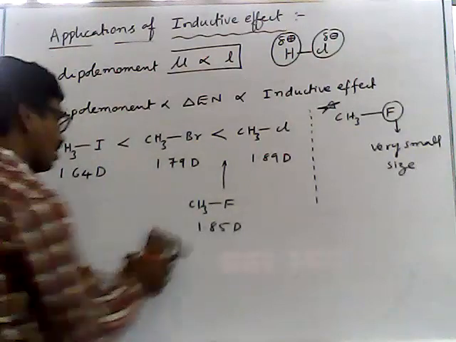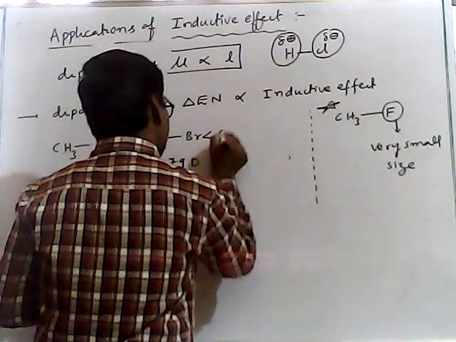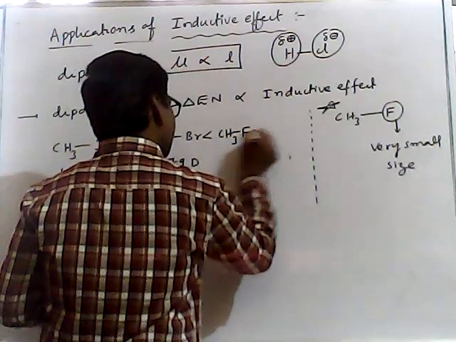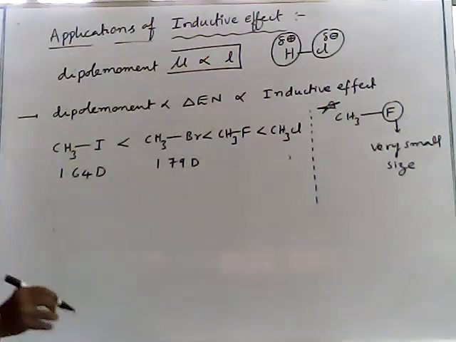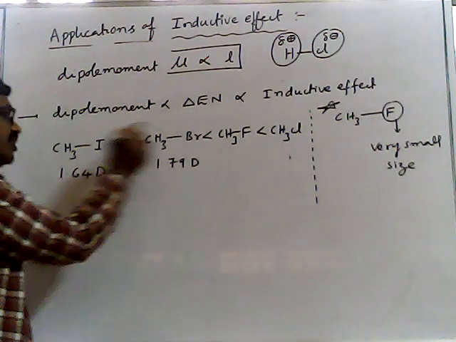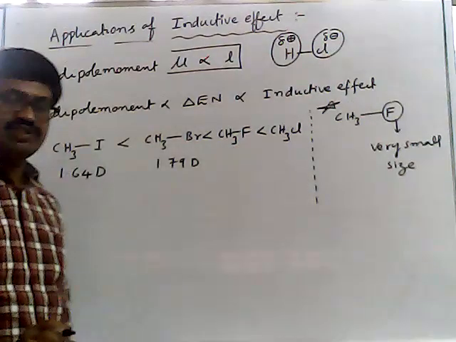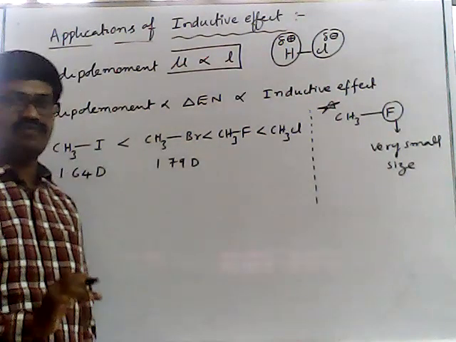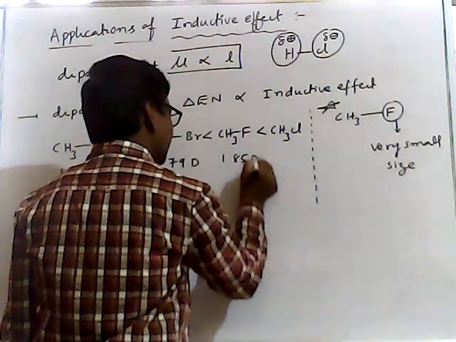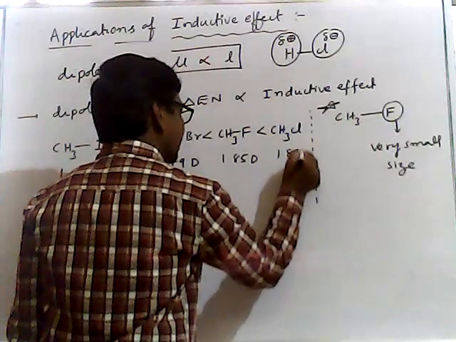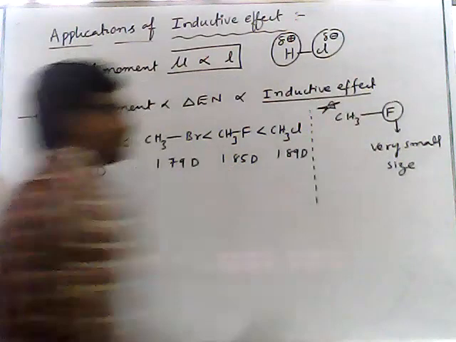So what is the order now? The order is like this. After this, we can write methyl fluoride, then methyl chloride. Among all methyl halides, meaning methyl iodide, methyl bromide, methyl fluoride, methyl chloride, the one having more dipole moment is methyl chloride, not methyl fluoride, because of fluorine's small size. It has 1.85 D, while methyl chloride is approximately 1.89 D. So this is also one of the applications of inductive effect.